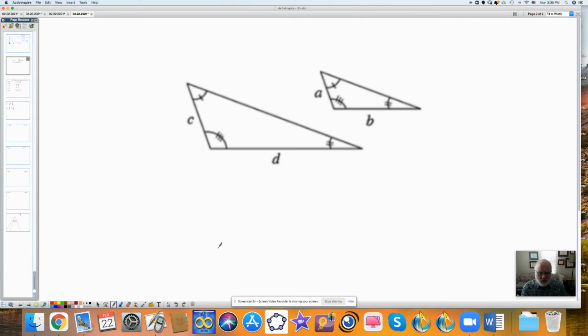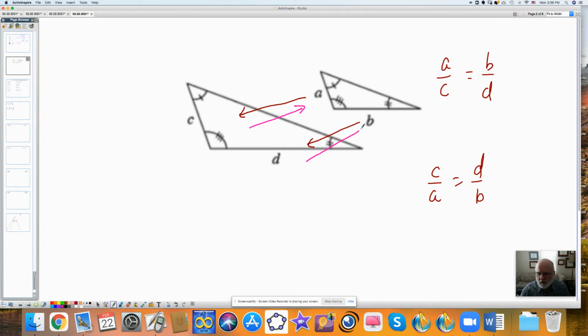Now, I'm going to compare the small triangle to the large. This side matches with this one. This side matches with this one. So these are not equal. A is not equal to C. But the proportion A is to C as B is to D. The proportions are equal. And if I flip this, I get C is to A as D is to B. This works as well. This is the same thing, only it's going in the opposite direction.